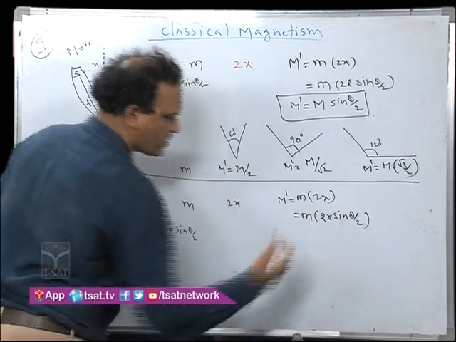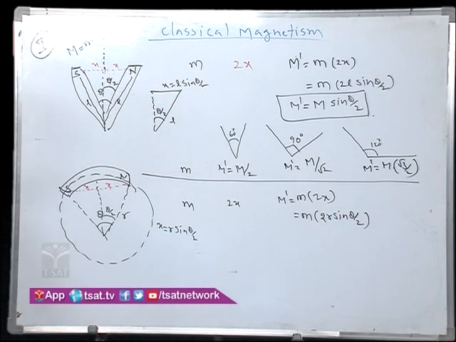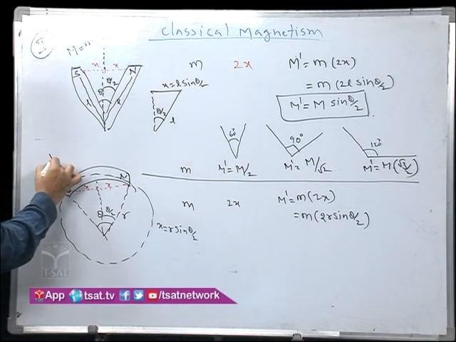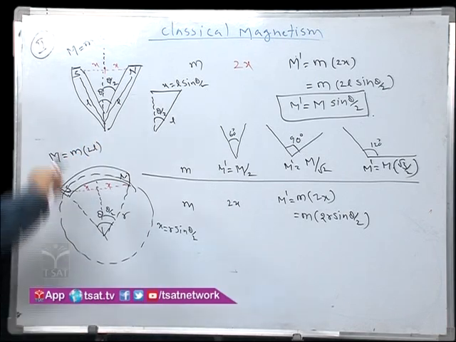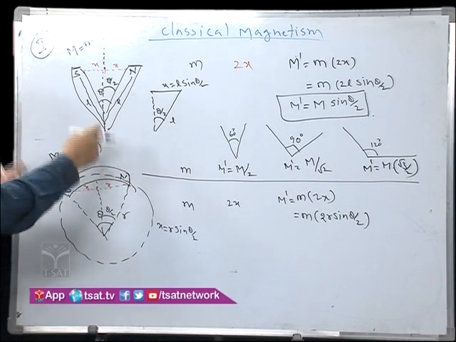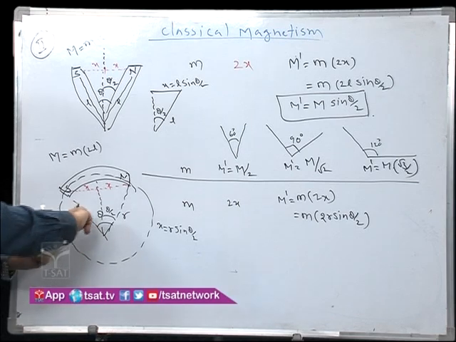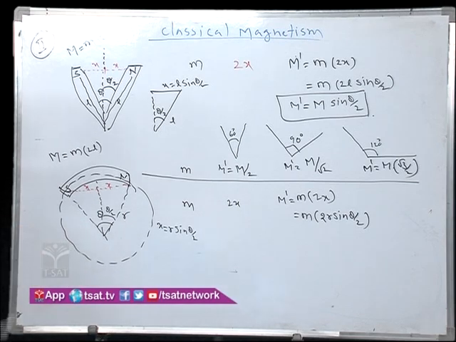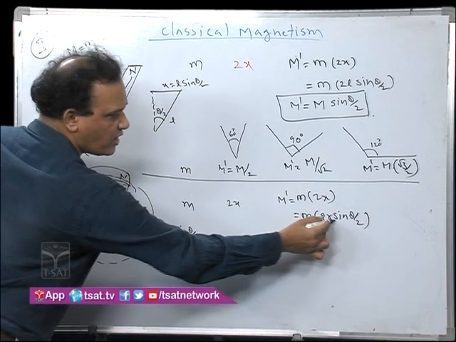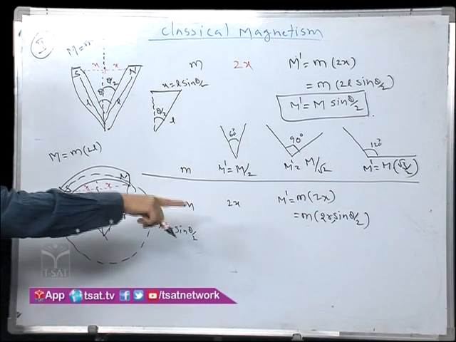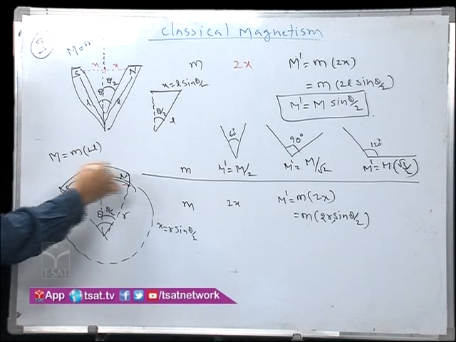But what is r? The radius of the circle, but it is not given in the problem. A bar magnet of magnetic moment m. What is m? The pole strength into the length of the magnet. It is bent in the form of an arc such that it makes an angle theta at its center. So its new magnetic moment is m into 2r sin theta by 2. But r is not given, so here r converts in terms of the length of the magnet.